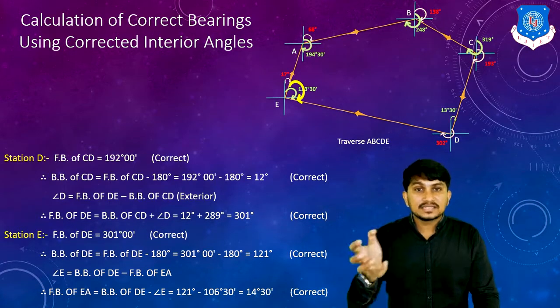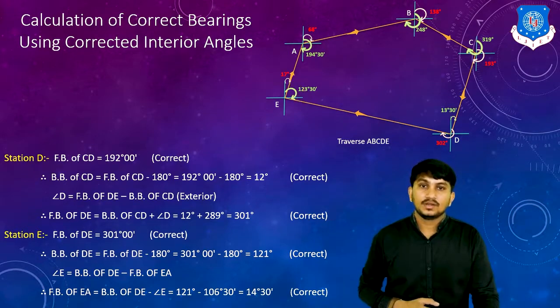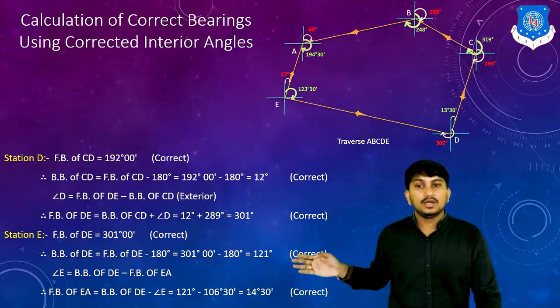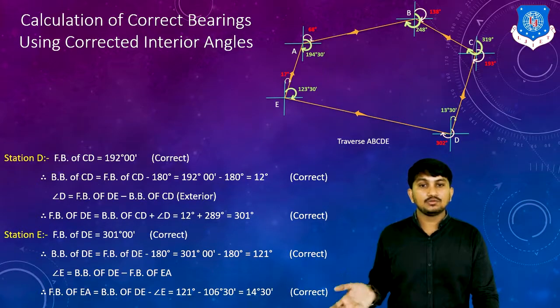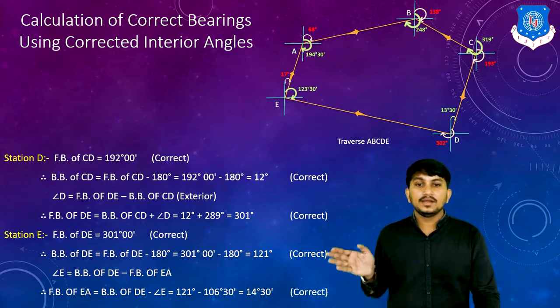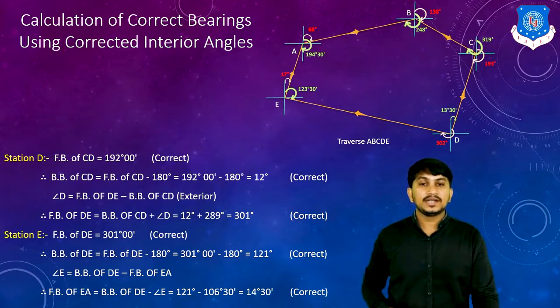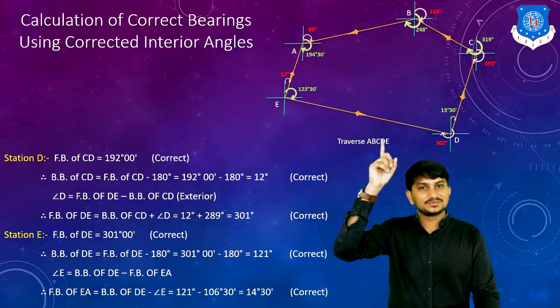Now we will check whether these readings are correct or not. For checking, we have the data of FB of EA. To find BB of EA, we have to add 180 degrees. So 14 degrees 30 minutes plus 180 degrees is 194 degrees 30 minutes, which is shown in the figure already.